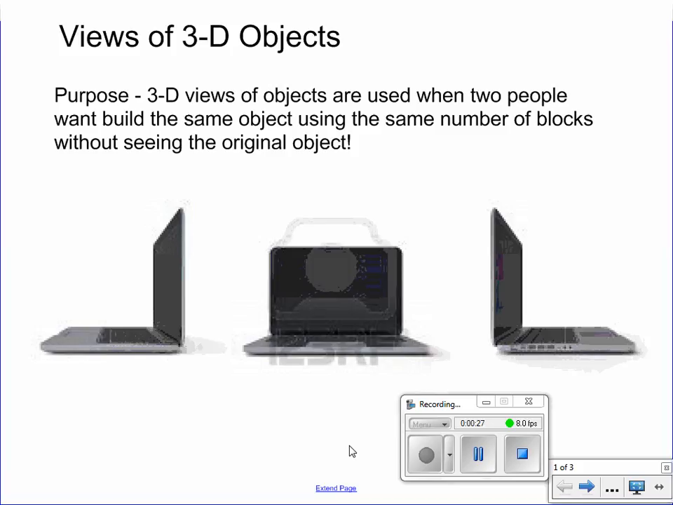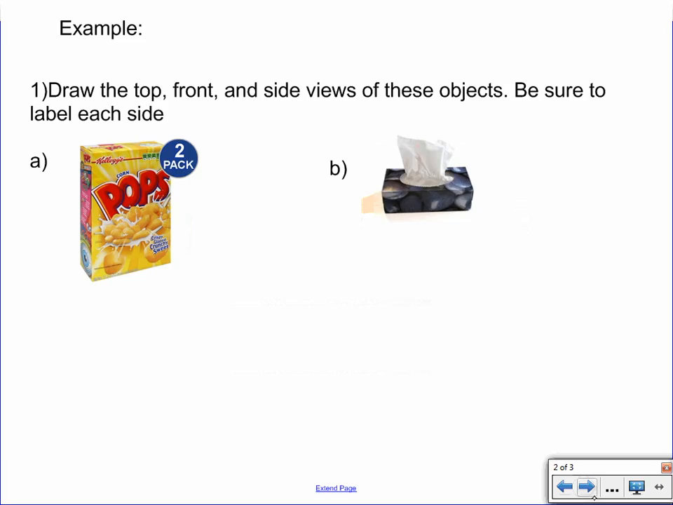So let's just go through a couple examples here. Example one says draw the top, front, and side views of these objects. Be sure to label each side. We have a few everyday items here, corn pops. Hopefully you guys like them. I have them once in a while in the mornings, but let's see if we can draw our 3D drawings here. So we have our corn pops.